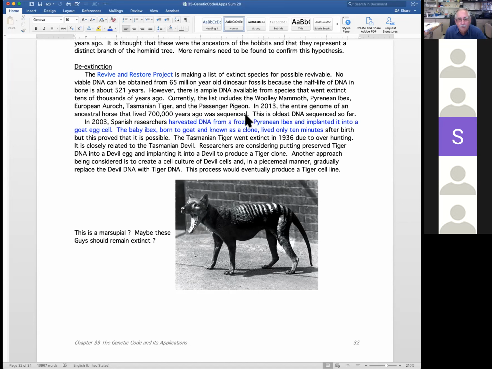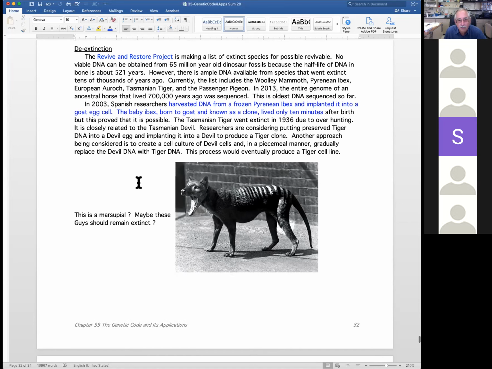Okay. So there's a couple ways to do it. Here's one. They took DNA from a frozen ibex, extinct, implanted it into a goat egg cell, and the baby ibex was born to a goat. It's called a clone. It lived only about 10 minutes, but that proved that it is possible.